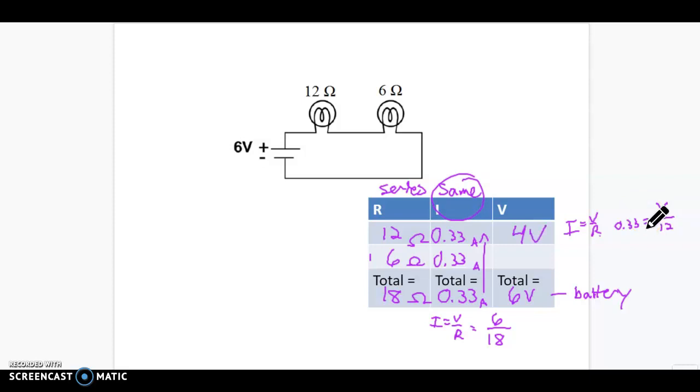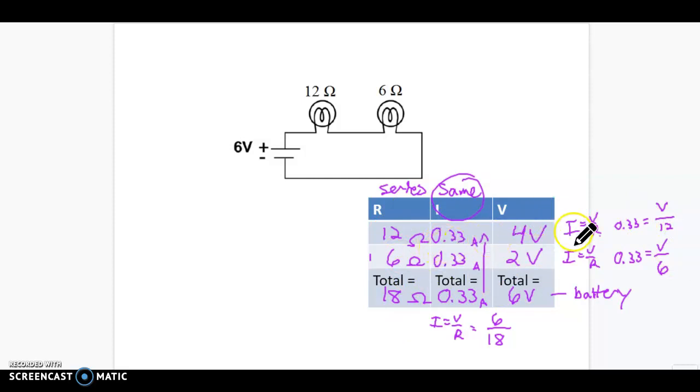For this row, I do the same thing. I use I equals V over R. I have 0.33. Solve for the voltage, but this time my resistance is 6. So when I multiply these together, I end up with 2 volts. And so now my table is complete.